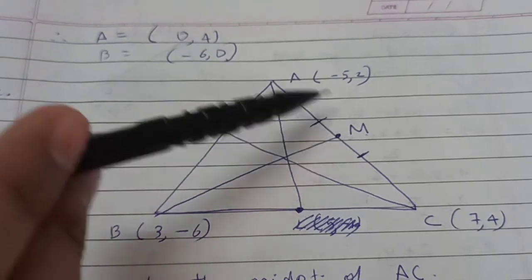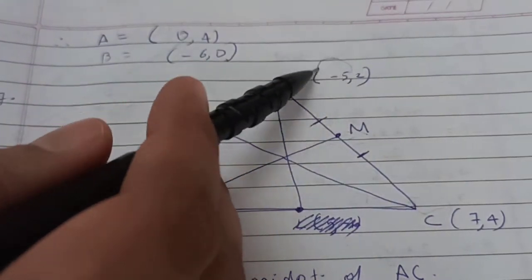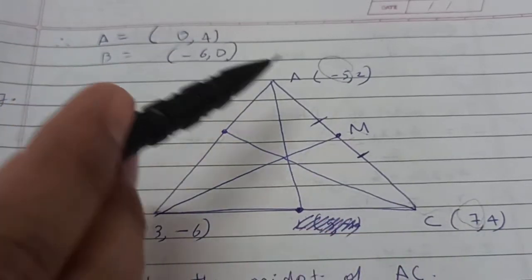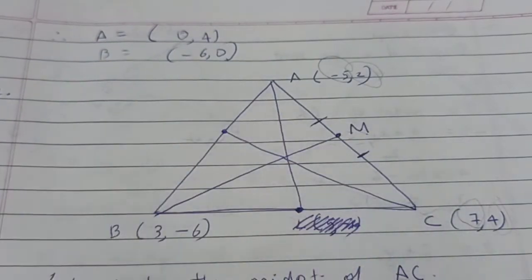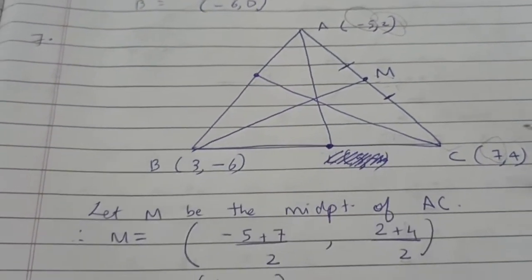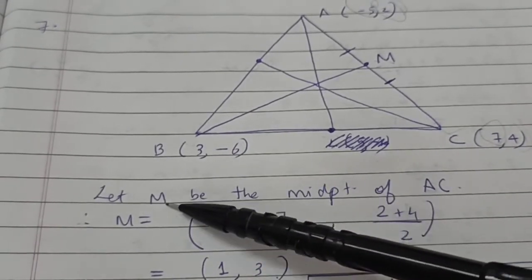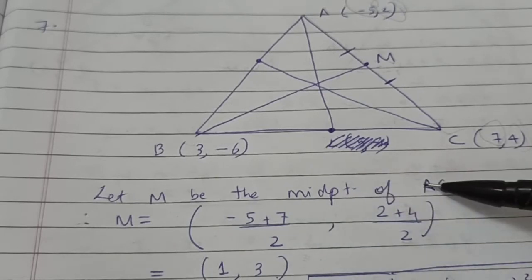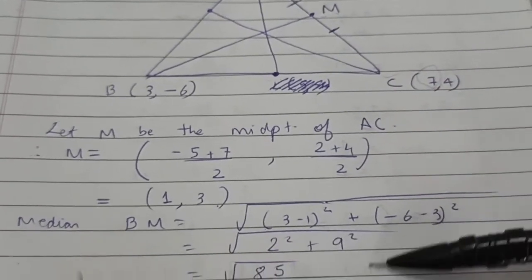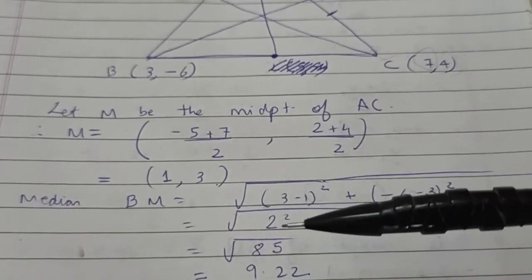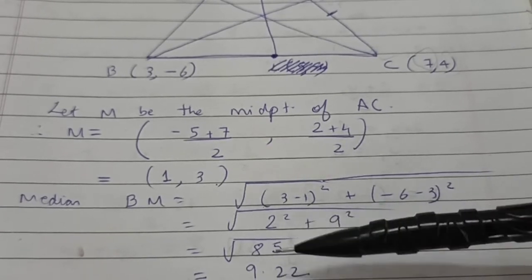It is a median means M is a midpoint. So that's easy to find. M's x coordinate is nothing but minus 5 plus 7 upon 2. And M's y coordinate is nothing but 2 plus 4 upon 2. So first of all, get the coordinates of M. Yeah, do mention that let M be the midpoint of AC. This statement is important. Next, we will find the length of BM using the distance formula, which comes out to be root 85. And we cannot leave it like that. We'll have to use the log table to find the value as 9.22.